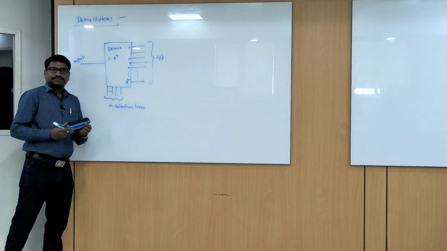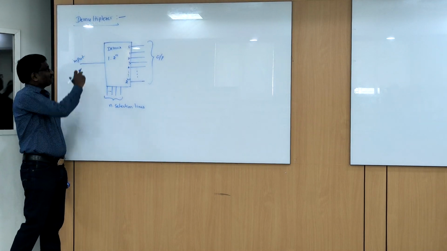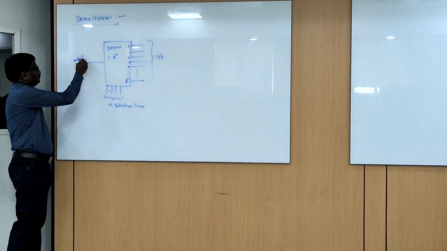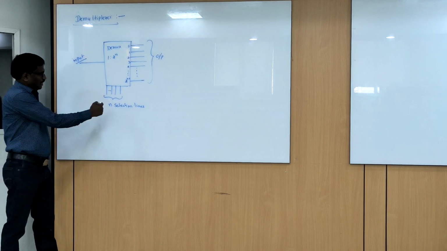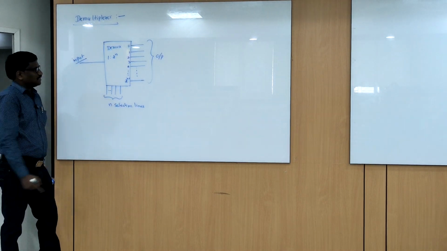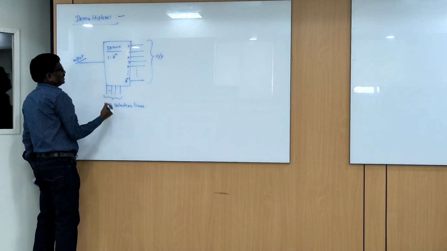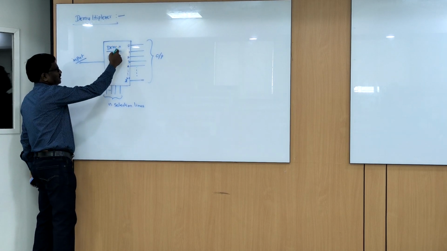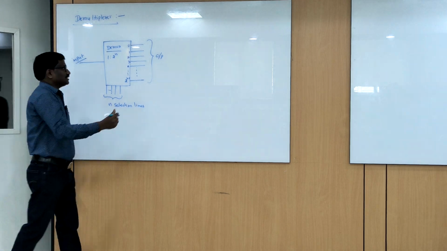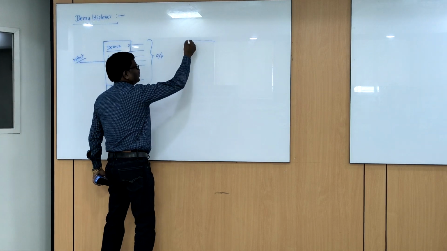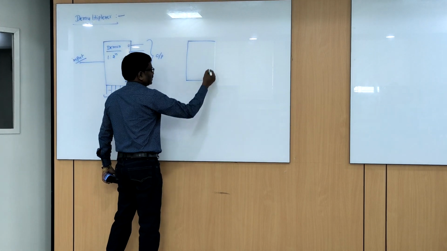So today we will discuss demultiplexer. A demultiplexer will have only one input and n selection lines, with 2 power n output lines. So what exactly is it? It is opposite to the multiplexer. What have we seen with respect to multiplexer? What we have seen with respect to multiplexer is something like this.